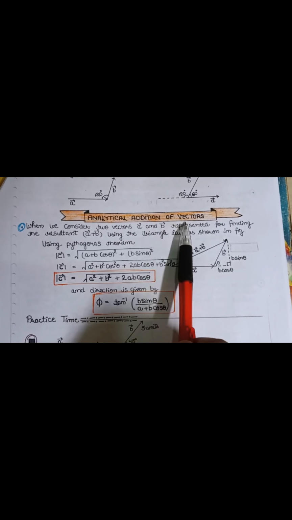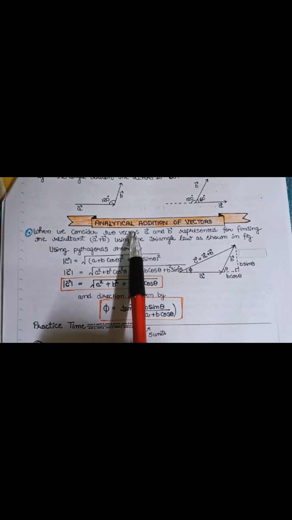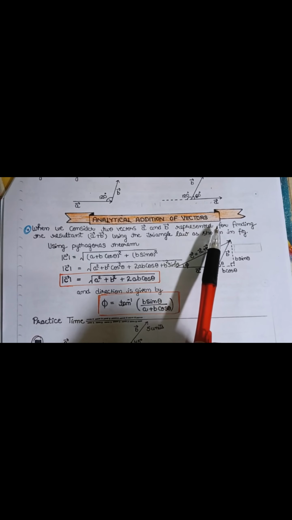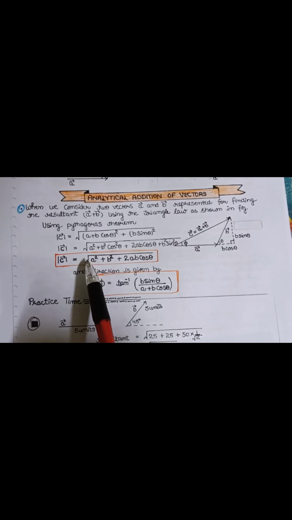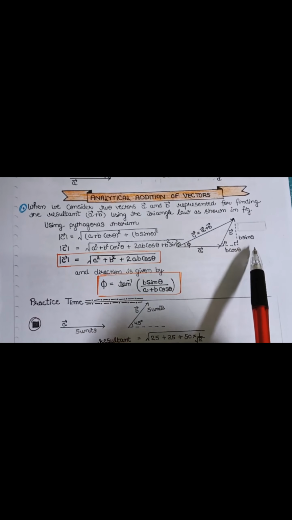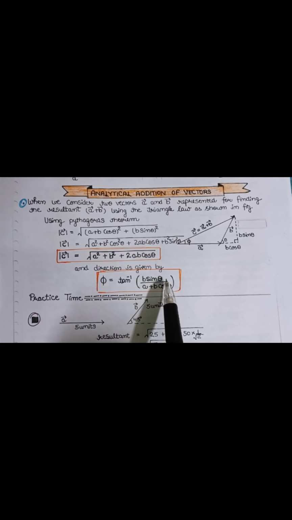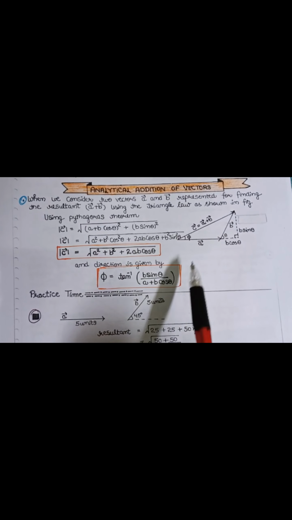Now let's look at the analytical addition of vectors. When we consider two vectors, a vector and b vector, for finding the resultant a vector plus b vector using the triangle law as shown in the figure, using Pythagoras theorem we get the magnitude of c vector is equal to under root of a square plus b square plus 2ab cos theta, and the direction is given by phi is equal to tan inverse of b sin theta upon a plus b cos theta.